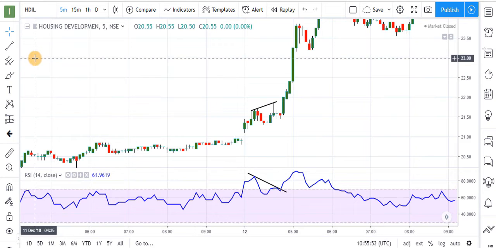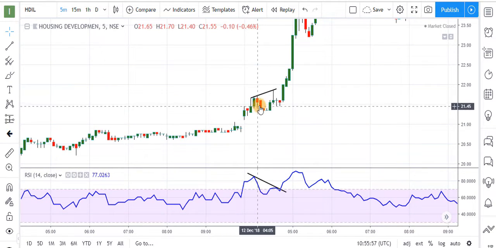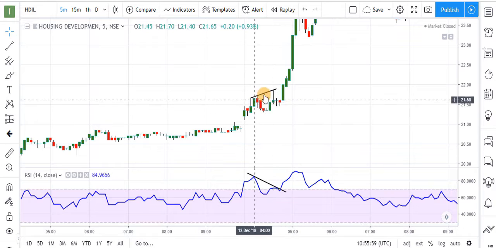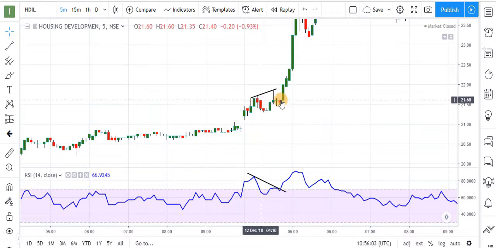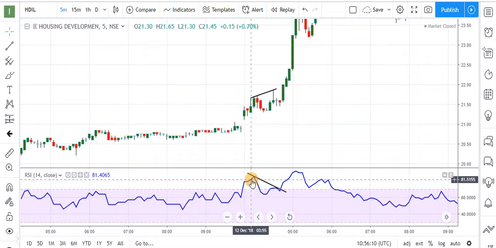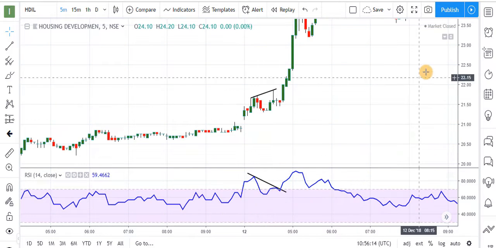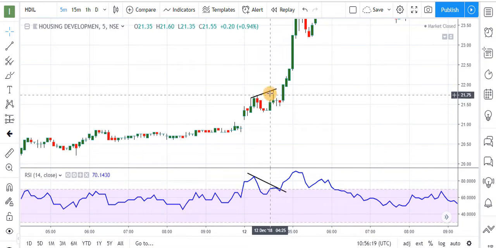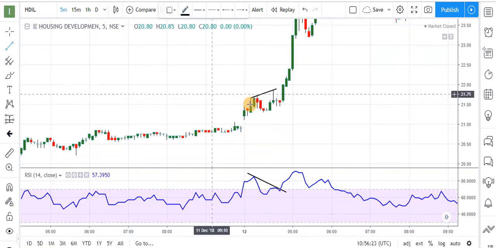See, this is the 5-minute chart of HDIL, and in this chart prices are struggling at this level. This is a range bound movement, but these two peaks are going in upward direction, but RSI peaks are going in downward direction, so it is the negative divergence. So we can expect a retracement at this candle because we are getting a negative divergence.